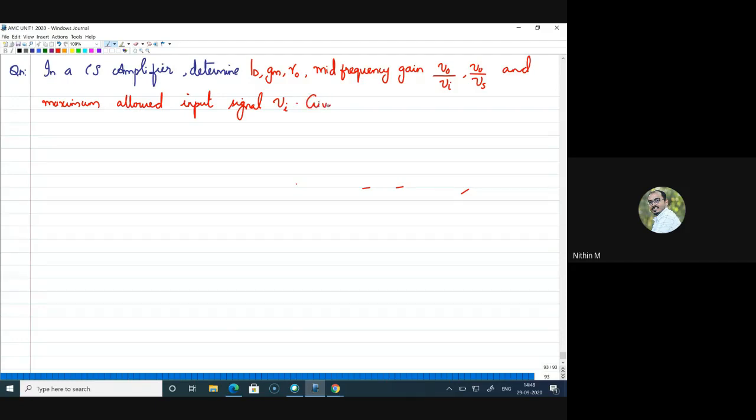Given that Kn dash W by L. I hope you remember Kn dash is nothing but mu and Cox. We will write like that only. But you should note that maybe in question papers or somewhere when you see Kn dash, you should remember that that is mu and Cox. That is given as 1.25 milliamps per volt square, and Vt is given as 0.7.